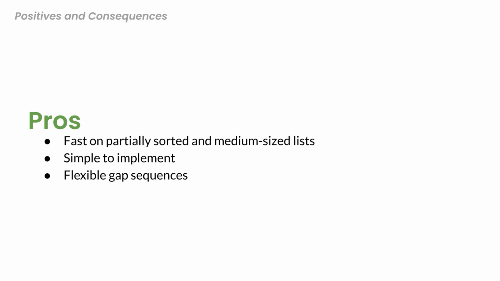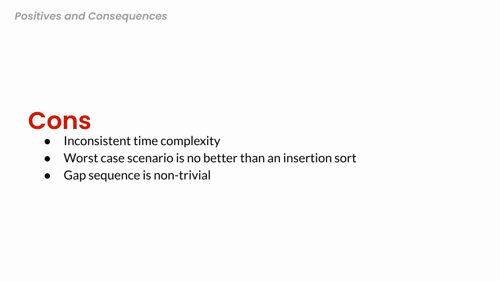Next, it is fairly simple to implement. The shell sort is simple. It is just an optimized version of an insertion sort. Moreover, it is straightforward to understand and write, making it practical to use. Next, it is very flexible. With its flexible gap sequences, the shell sort algorithm can be catered to the nature of the list. Let us now go to the cons.